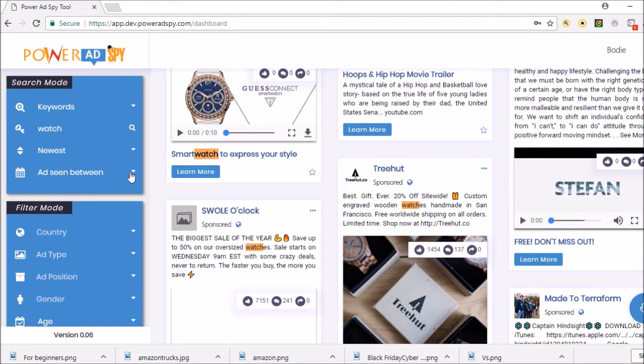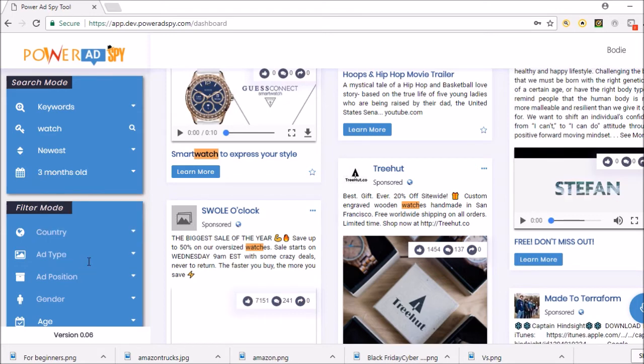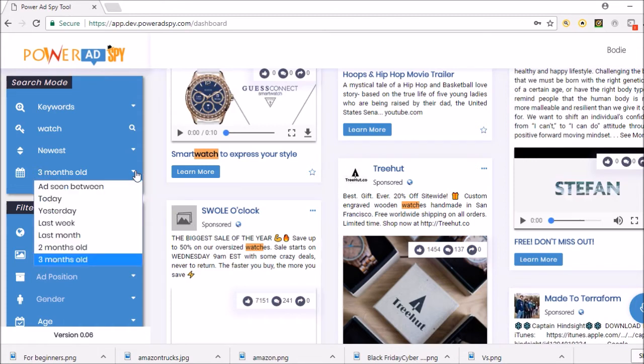But anyway, let's keep going down this little left bar here. Ad seen between. So you can have like 3 months old. Because what's interesting about that with older ads, if an ad is still running for 3 months, then it's obviously a profitable campaign. So you know that person's been making money for 3 months off that product. So that's a very interesting thing to pay attention to. I don't know if any will pop up that are 3 months old. That didn't even change anything.